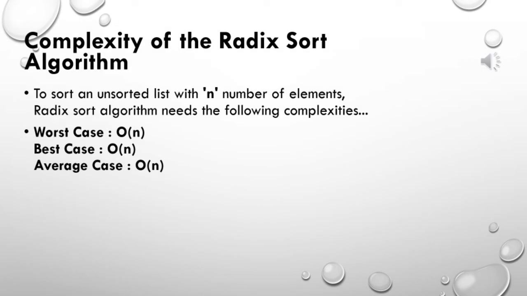Time complexity of radix sort. To sort an unsorted list with n numbers of elements, radix sort algorithm needs the following complexities. The worst case complexity of radix sort is O of n. The best case complexity of radix sort is O of n. The average case complexity of radix sort is O of n.